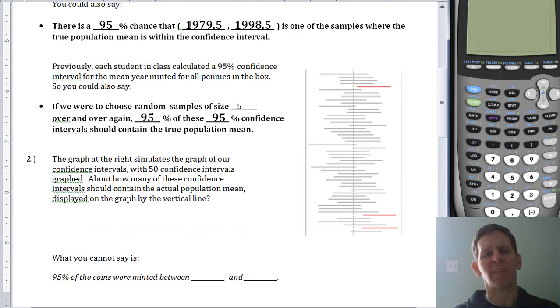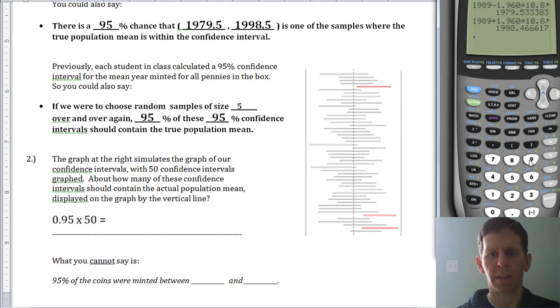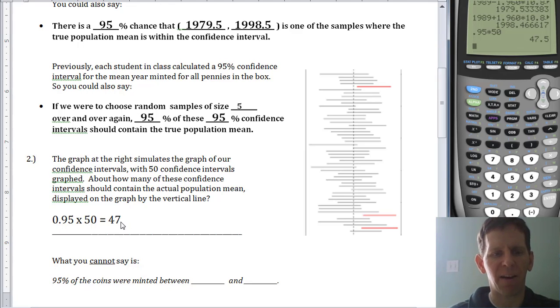So there should be a lot of people that have something like 1979 to 1998, for example. It would be unusual for somebody to get something like 1960 to 1980, or 2000 to 2020. 1988 should appear somewhere in between these two numbers in basically 95% of our intervals. So 95% of 50. So we're just going to take 95% of 50. And when you calculate this on your calculator, you get something around 47.5. So if you want to answer about 47.5 of these 50, or if you want to say something between 47 to 48, I think that would be acceptable.